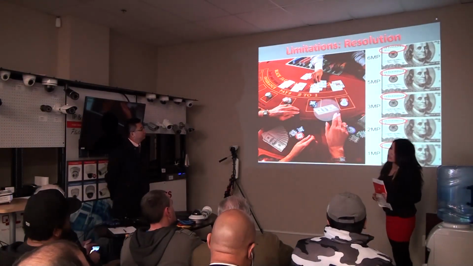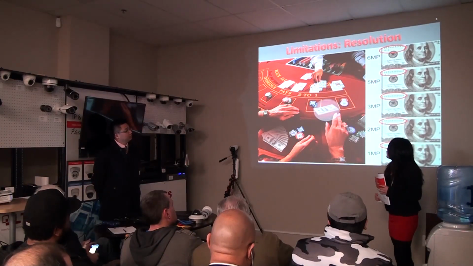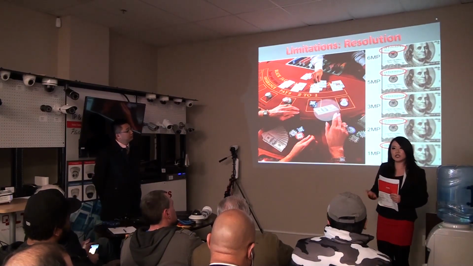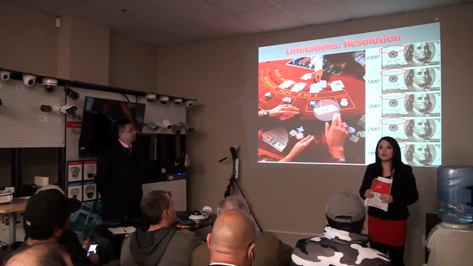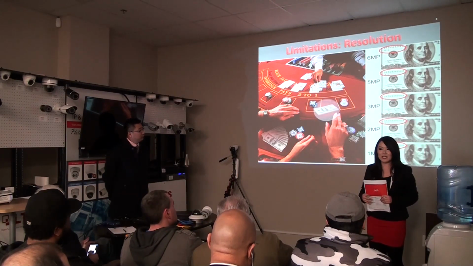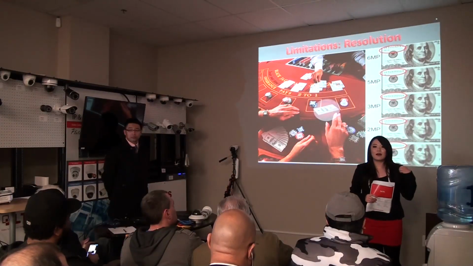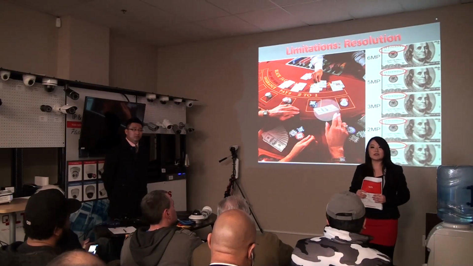The second limitation of analog CCTV will be its resolution. We all know that the higher the resolution, the clearer the image will be. Do you know why, and what's the theory inside of it? TV lines versus pixels. Yeah, TV lines versus pixels.